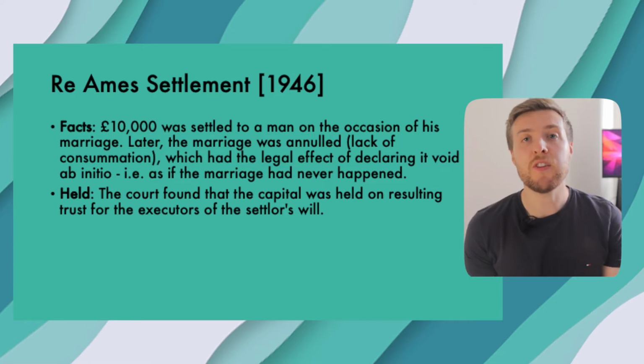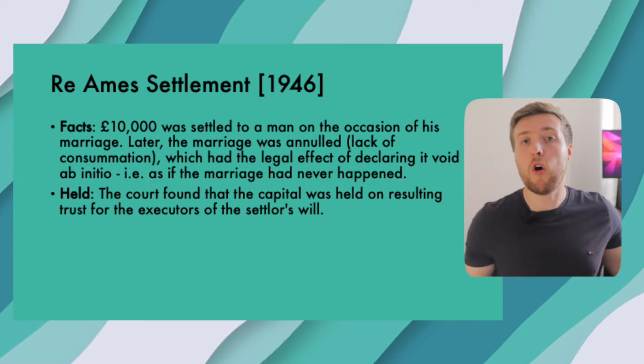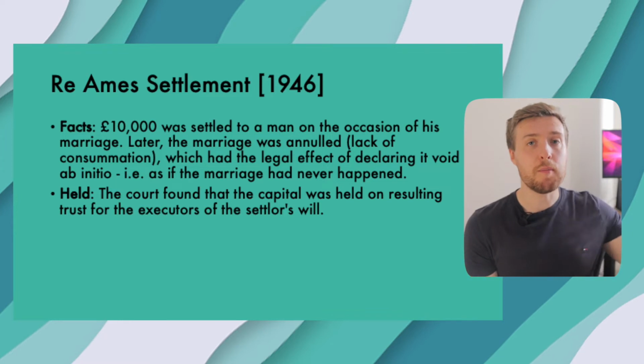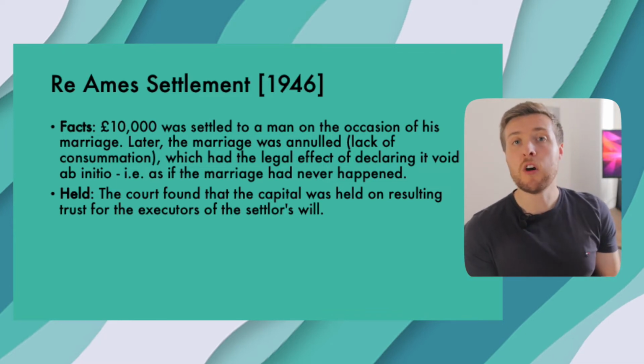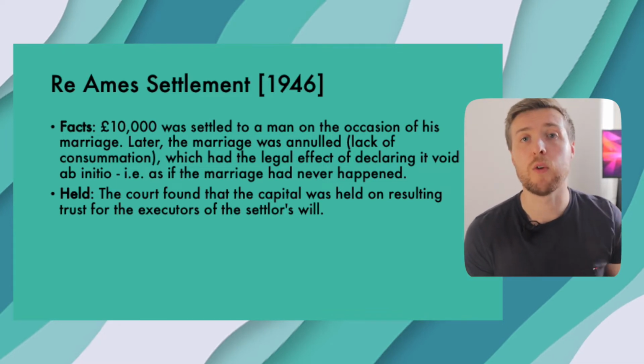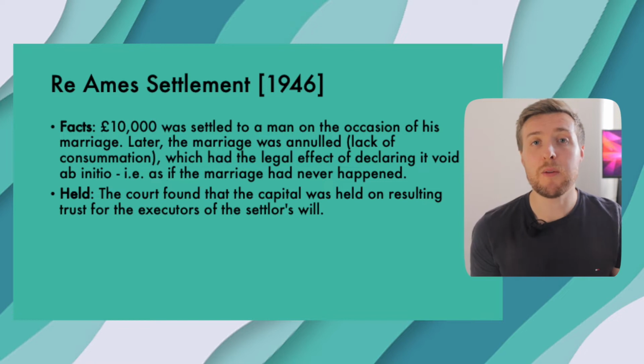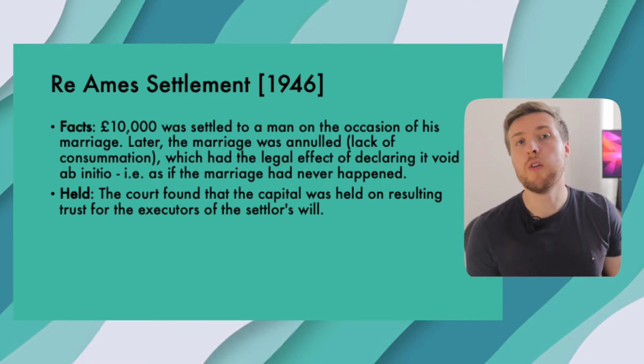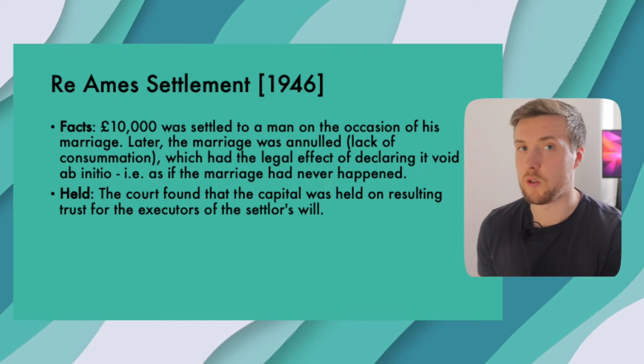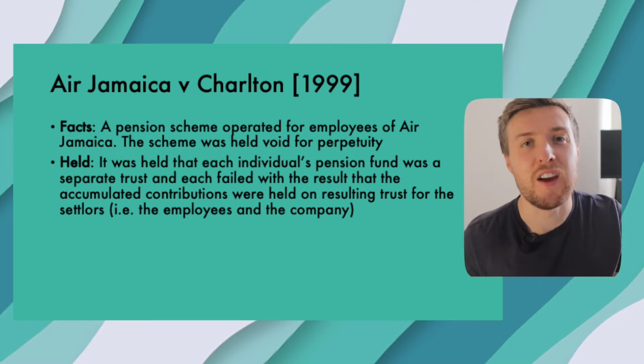In this case, £10,000 was settled to a man on the occasion of his marriage. Later, the marriage was annulled due to lack of consummation, which had the legal effect of declaring it void ab initio. In other words, legally, the marriage never happened. So the court found that the £10,000 was held on resulting trust for the executors of the settlor's will. Okay, so now let's look at the Air Jamaica case.